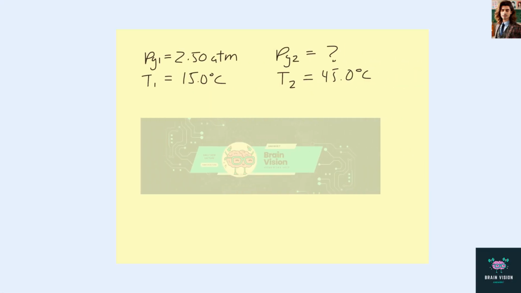Now, first thing you want to do is convert our degrees Celsius to Kelvin. So I'm just going to add 273 Kelvin to each one here.